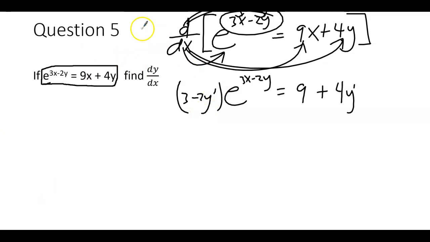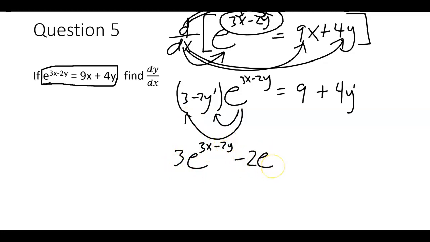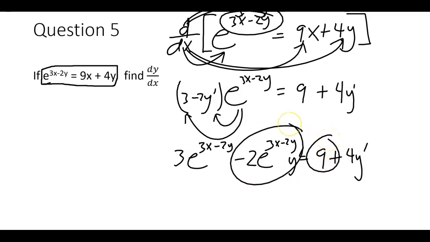Now I'm going to go ahead and distribute this e really quick. Now the next thing we want to do is get everything that has a y prime over here. There's supposed to be a y prime there. We want everything that has a y prime to be on one side of the equal sign and everything that doesn't on the other. So what I'm going to do is subtract this 9 to the other side, and I'm going to add this expression to the other side. And so if I do that, we will have the following.